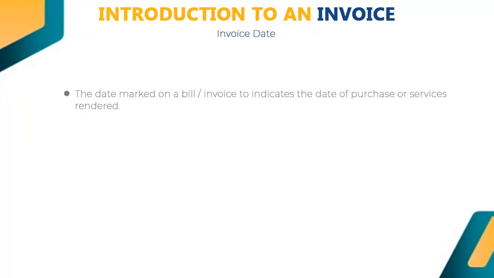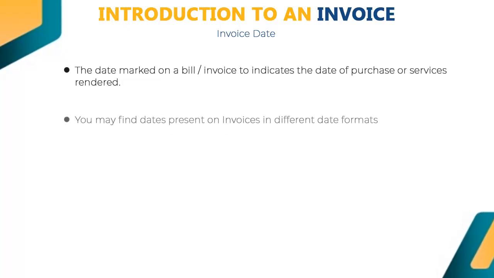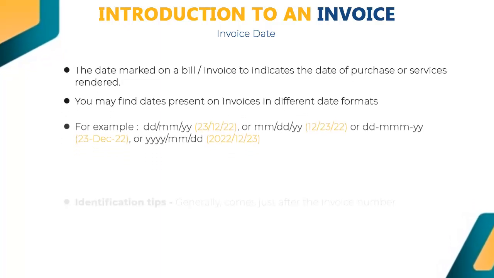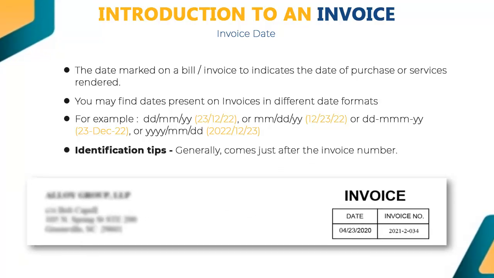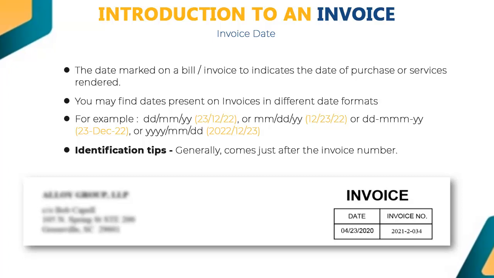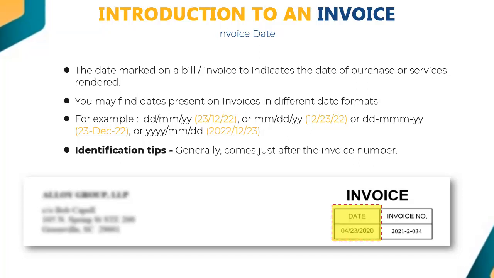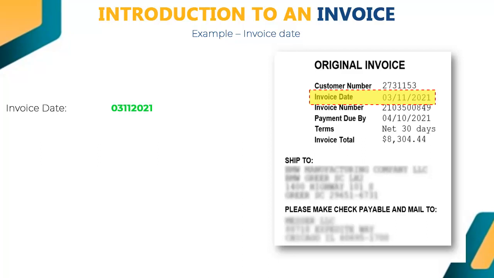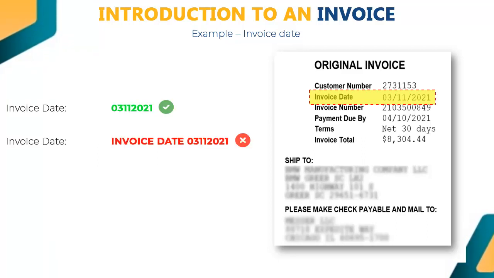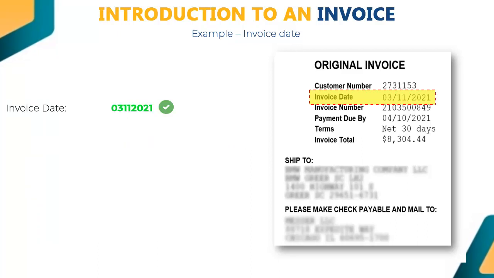The date marked on a bill or invoice indicates the date a purchase or service is rendered. Different date formats are used: DDMMYY, or MMDDYY, or DDMMYYYY, or YYYYMMDD. You should capture date in the MMDDYYYY format. Identification tips: generally comes just after the invoice number. Key the date in numbers, 03112021. Do not key the word invoice date. If the word invoice date is already populated, then remove the words invoice date.